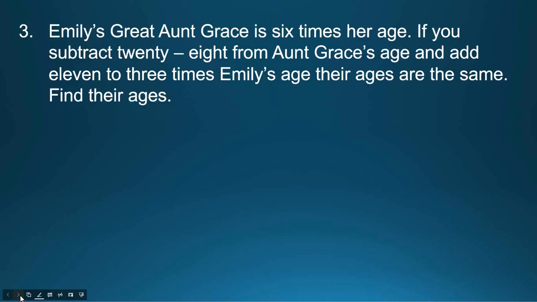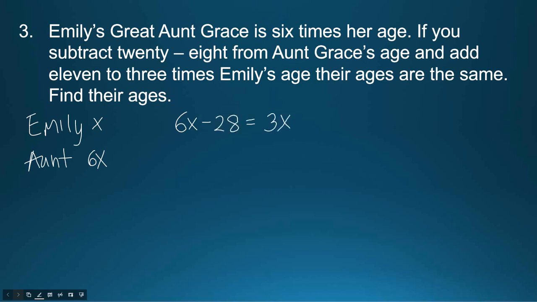So Emily's great aunt Grace is 6 times her age. Remember when we did these last week, we first need to list. So Emily is x, and her aunt is 6x. If you subtract 28 from Aunt Grace's age and add 11 to 3 times Emily's age, their ages are the same. So now we can solve.